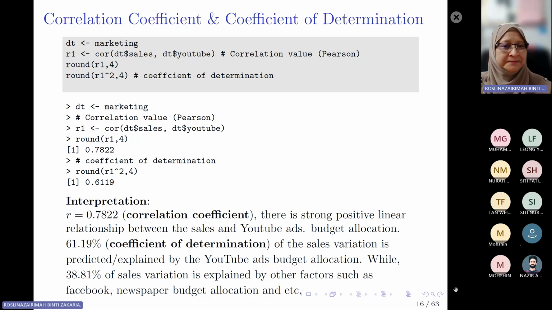Any question? Can you calculate the same, but do it for Facebook? Just copy the code and then do it for Facebook.